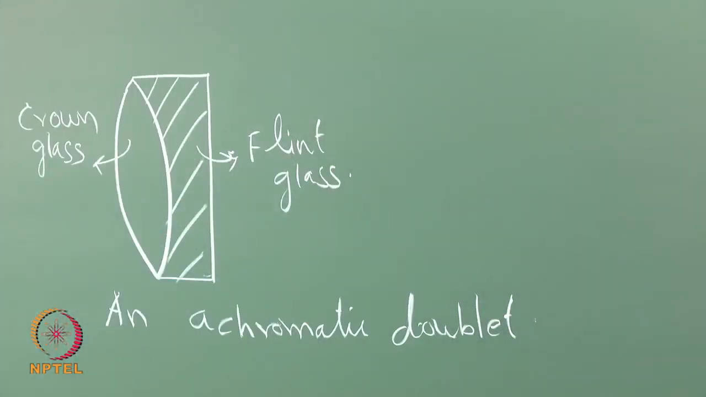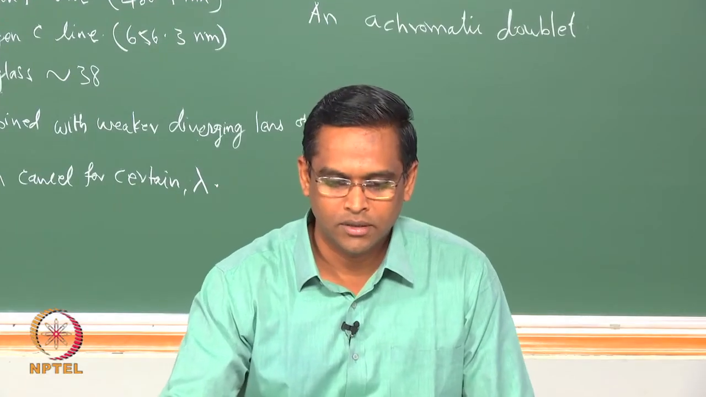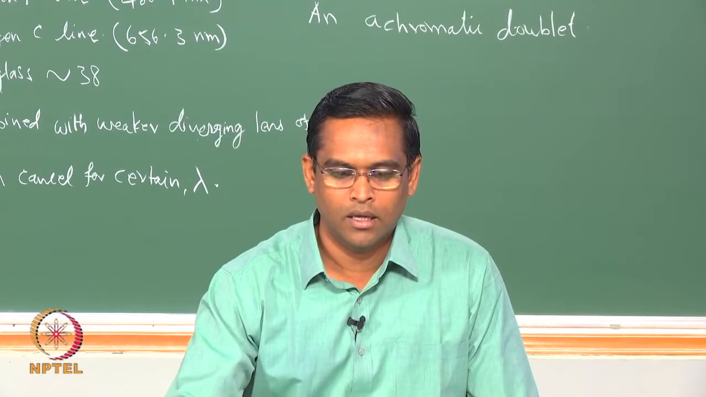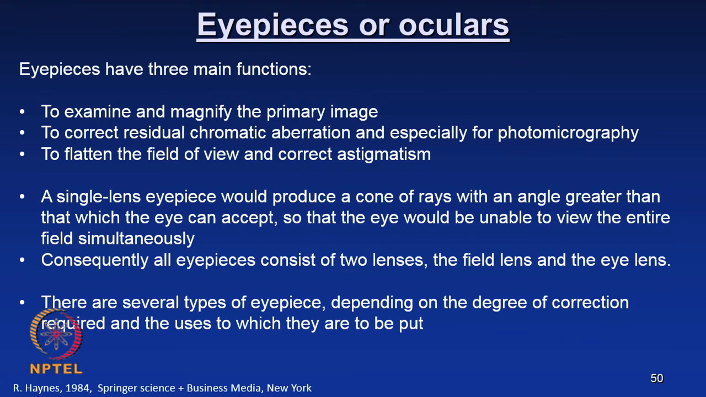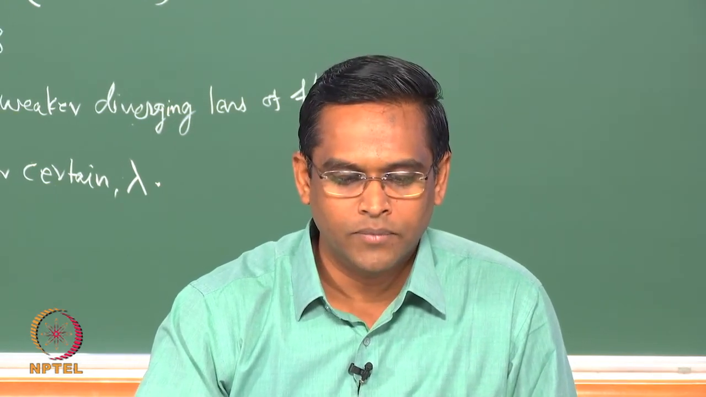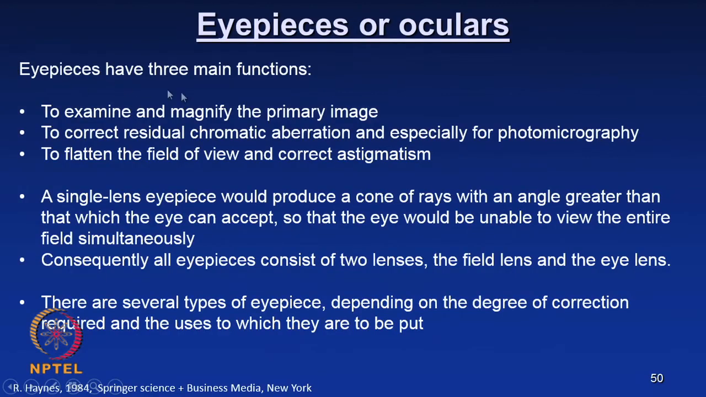So now we will move on to the next item, that is eyepieces and oculars. I just want to mention the important functions of these eyepieces. We have talked a lot about objective lenses because they are very critical and important, as I mentioned in the last slide. So let us have some idea about what these eyepieces are doing in a microscope.